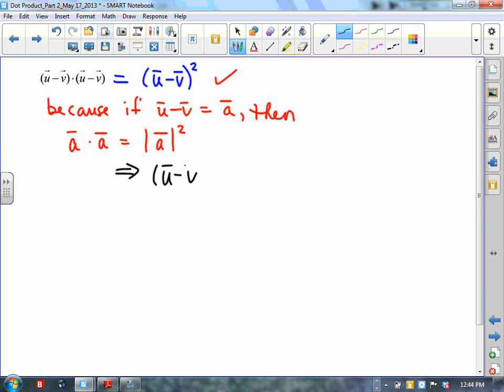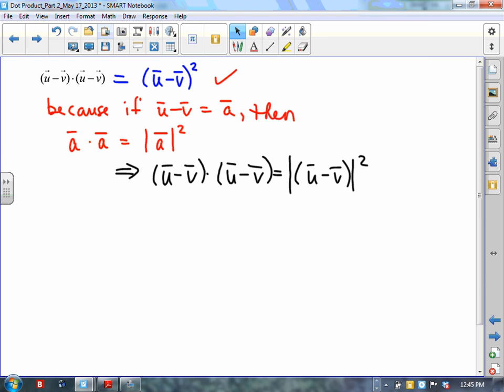that u minus v dot u minus v has to be the magnitude of u minus v squared. So I forgot to put that up here. That needs to be present, okay, in our proof. So that is very well true.